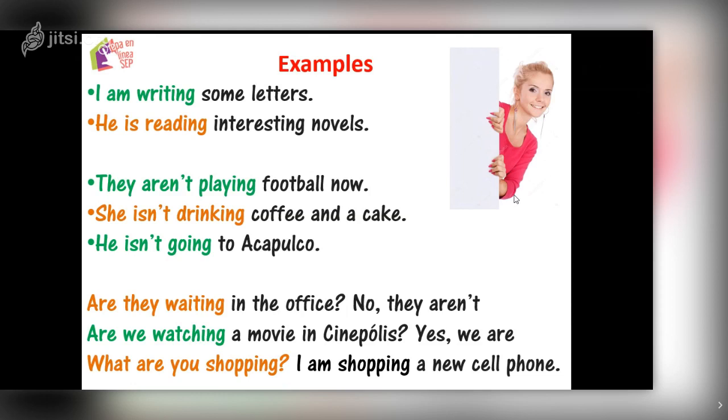What are you shopping for? In this case, we have a question word, what. Obviously, if you are using a question word, the answer is probably going to be longer. Example, I'm shopping for a new cell phone, okay?